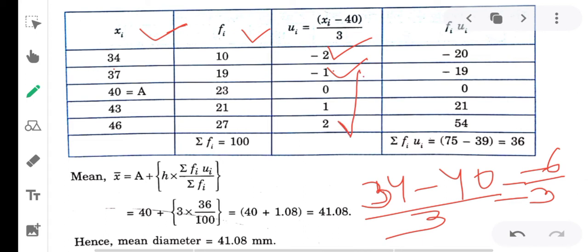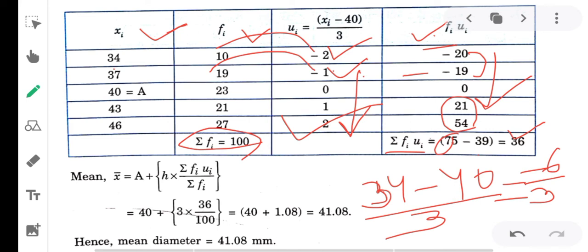Then you have to find out the value of u for each observation. Then in the fourth column find out the product of frequency and u. So 10 into minus 2 is minus 20, 19 into minus 1 is minus 19, and so on. Then at last find out the summation of fi ui equal to 75 minus 39, equal to 36. 21 plus 54 is 75, and minus 20 minus 19 is minus 39. So 75 minus 39 equal to 36. That is the value of summation of fi ui, and summation of fi is 100.